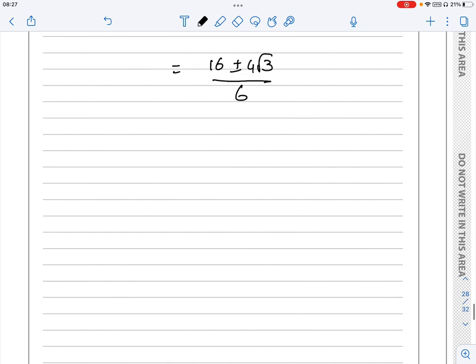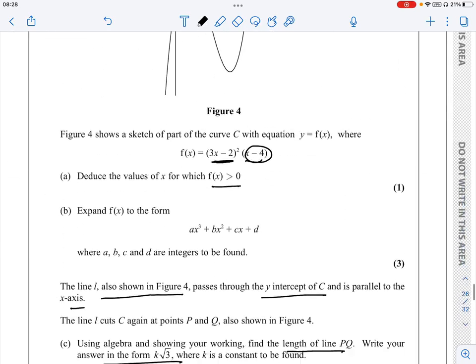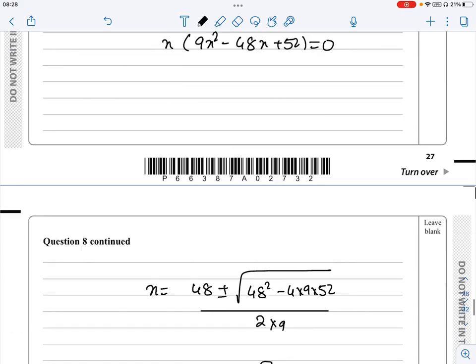So the distance PQ is (16 plus 4 root 3) upon 6 minus (16 minus 4 root 3) upon 6, which becomes 4 upon 3 root 3. That is the value of distance PQ. Anything else asked? That's it. That is going to be the answer.